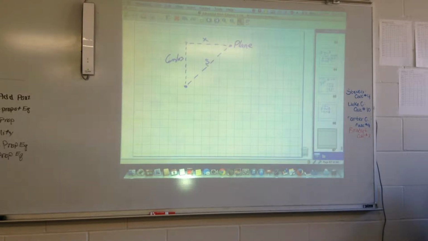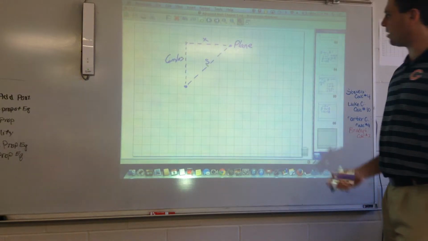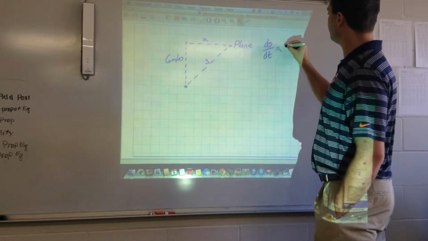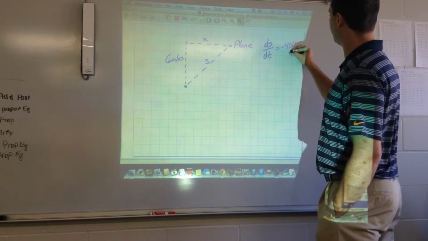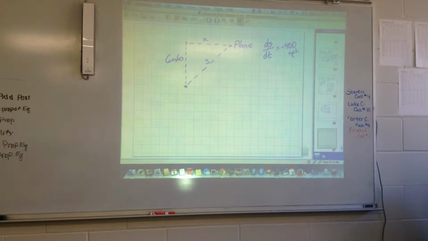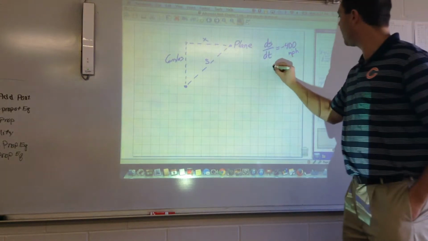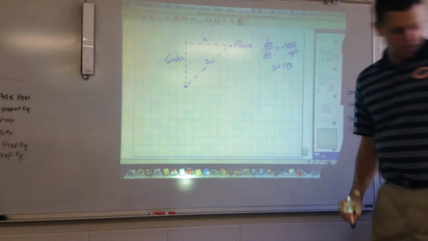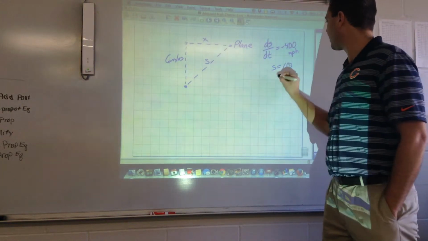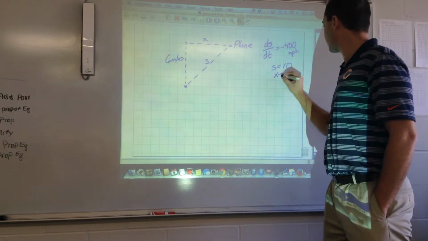Well, here's what was given to us. S was decreasing at a rate of 400 miles per hour, so ds/dt was negative 400. This was from example number 4, in our notes. It also said S was 10 at that moment. We did Pythagorean's theorem and figured out that x was 8 at that instance.